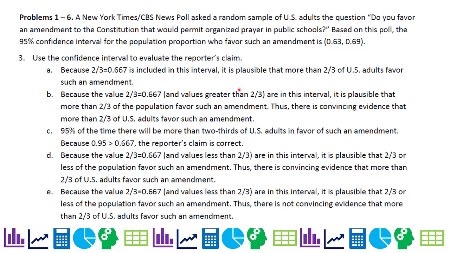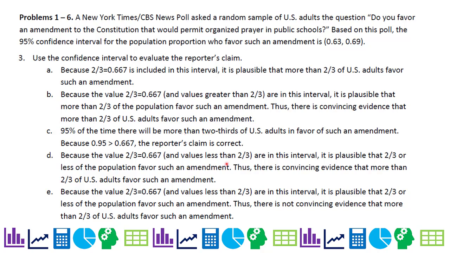95% of the time, there will be more than 2/3 of U.S. adults in favor of such an amendment because 0.95 is greater than 0.667. The reporter's claim is correct. Now, this is actually about confidence level, not interpreting the interval. So you can say, actually this is completely false, see.